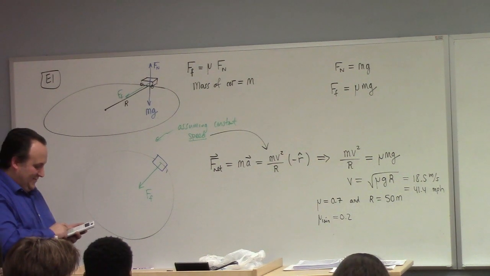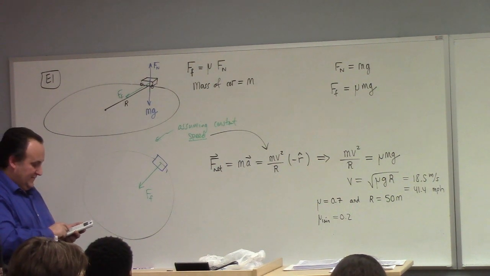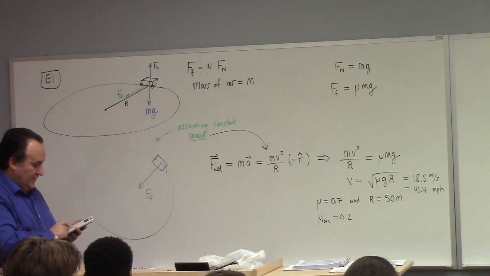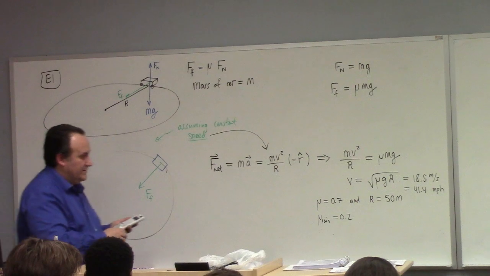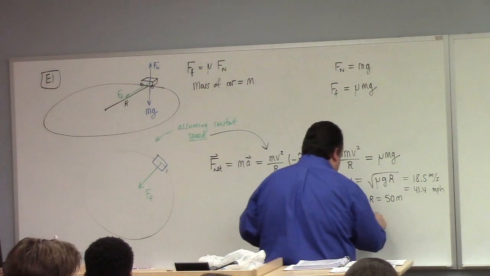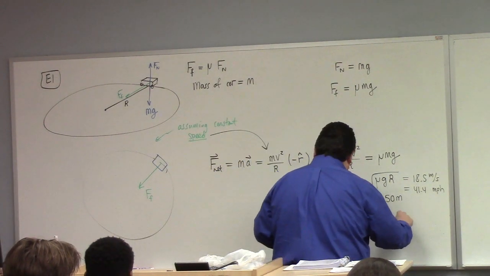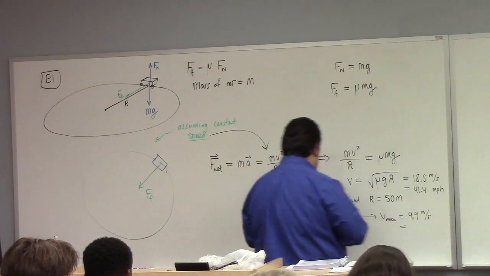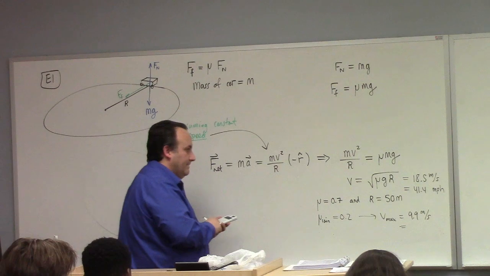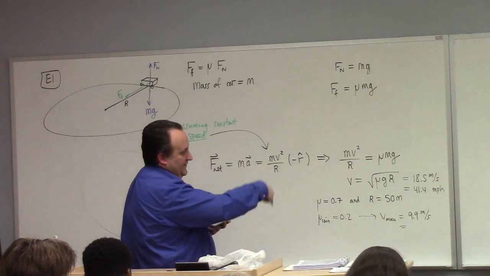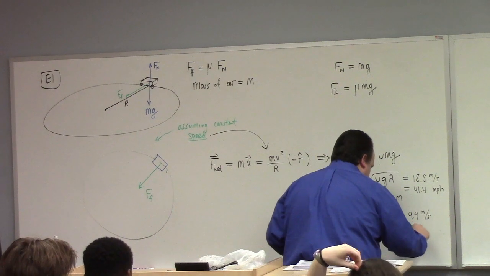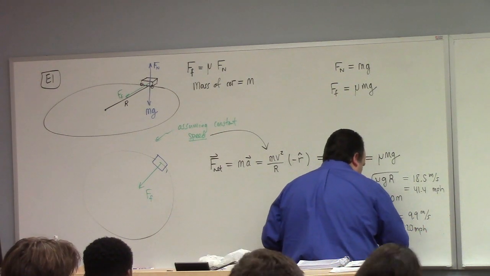0.2 times 9.8 times 50. Square root that thing. So I got a Vmax of like 9.9 meters per second, also known as how many miles per hour? It's about half of that, right? So approximately 20 miles per hour-ish.